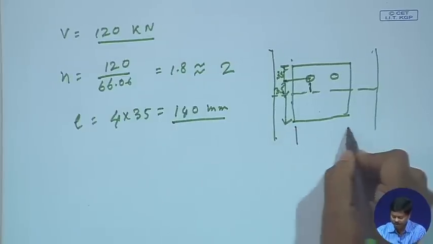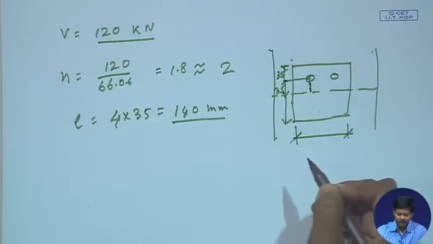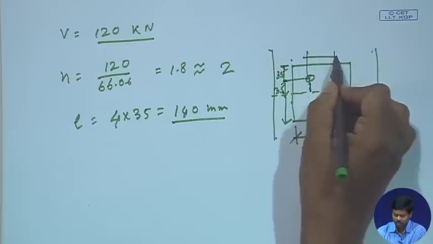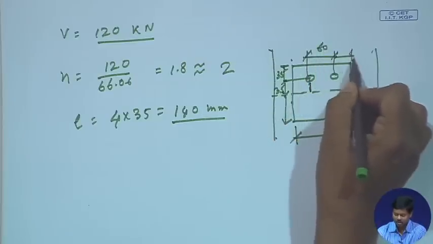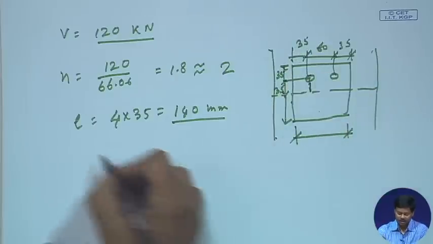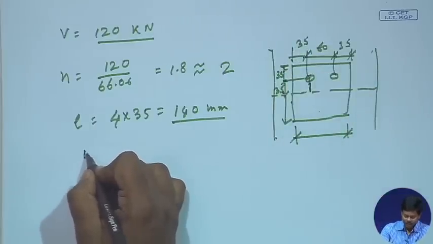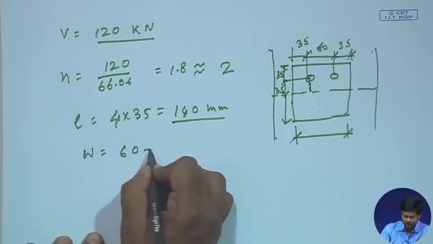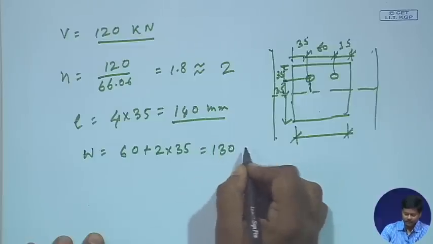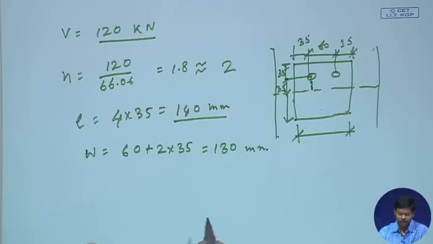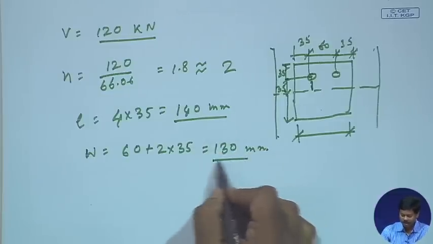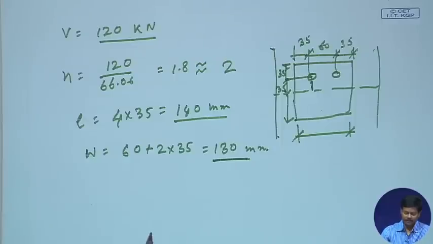Similarly, I can find out the width. The width will become, this will be 60, and this is 35 and this is 35. So, finally, the width, say W, is 60 plus 2 into 35. So, that is 130 mm, right. So, the length and width of the splice plate can be found as 140 by 130.